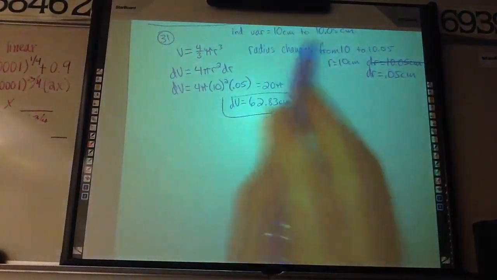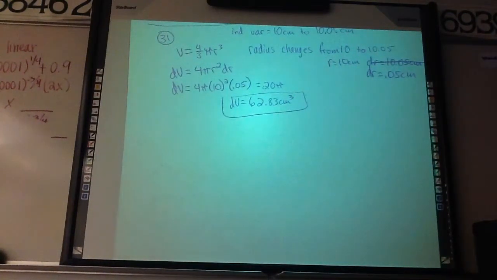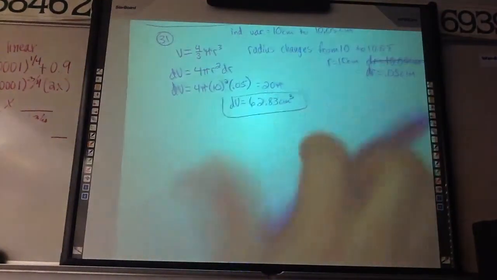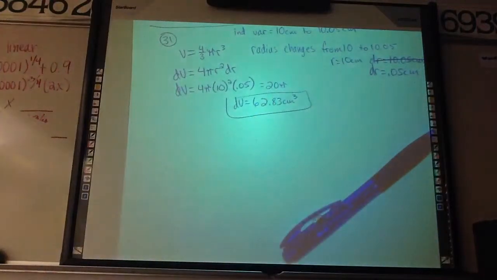That just means if you've got a sphere with a radius of 10 and then it goes up to 10.05, that's how much the volume changes by.